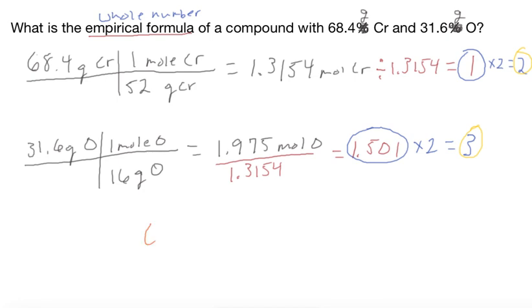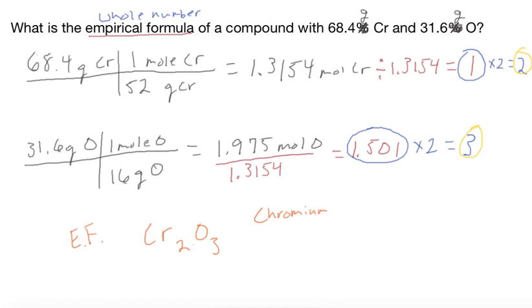So I've got chromium, so I'm going to say Cr, and the number for chromium is 2, and I have 3 oxygens, so then I've got O3. So this is the empirical formula for this particular problem, Cr2O3. Now you may have a problem where they ask you to name this. So if you remember, chromium, Cr, is a transition metal, so it needs a Roman numeral with it in its name, and we know that O is oxygen.